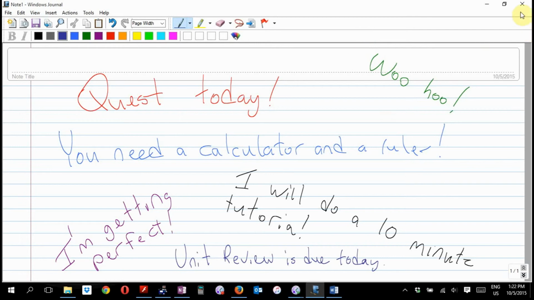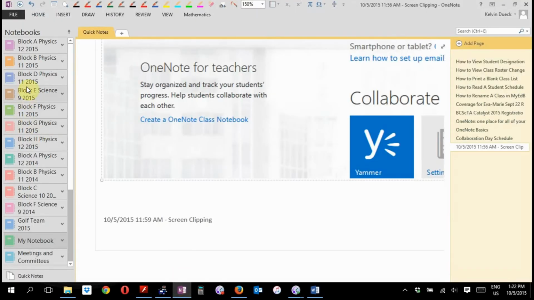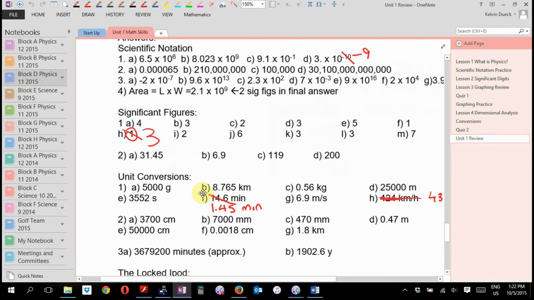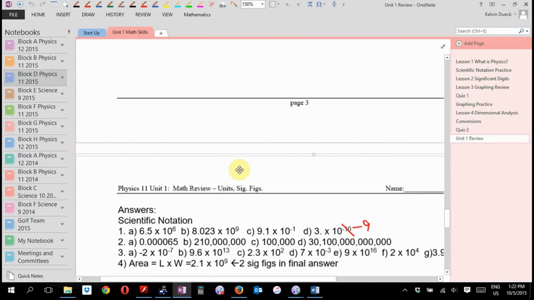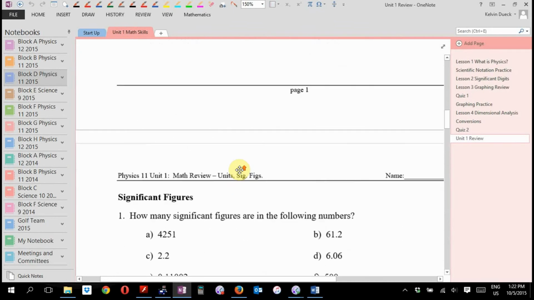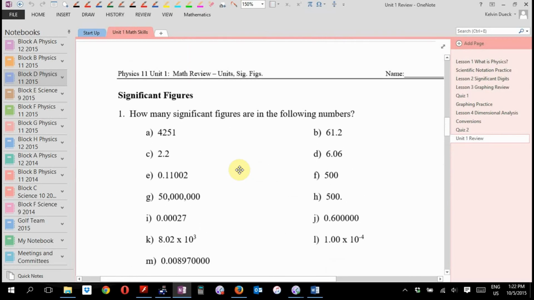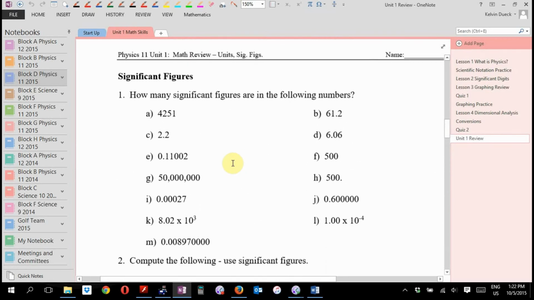10-minute tutorial has started. Any questions from the review or from the homework or from a quiz? Anything that you would like me to go over that you were saying, I have no idea how? Tell me where and what number. What's it from? Number 1. From the review? Yeah, review. Number 1 in the unit conversions or here in sig figs? Yeah. Okay, this one here.